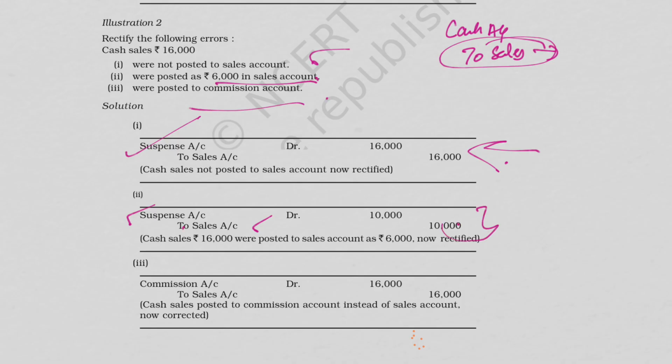It was posted to commission account. So instead of sales, we posted it to commission account. So in commission account, there's excess credit. To remove this excess credit, we'll debit commission account and sales account. That should have been the actual entry. So we'll credit sales account by 16,000.